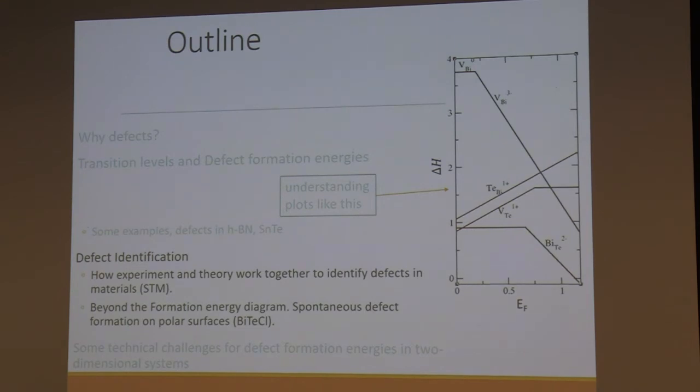Okay. So now I'll talk a little bit about defect identification. A large part of doing calculations like this is working with experimentalists. They do experiments and they're not quite sure what they see. You do calculations, you're not sure which approximations are valid, and you kind of meet in the middle and try to figure out what's going on.